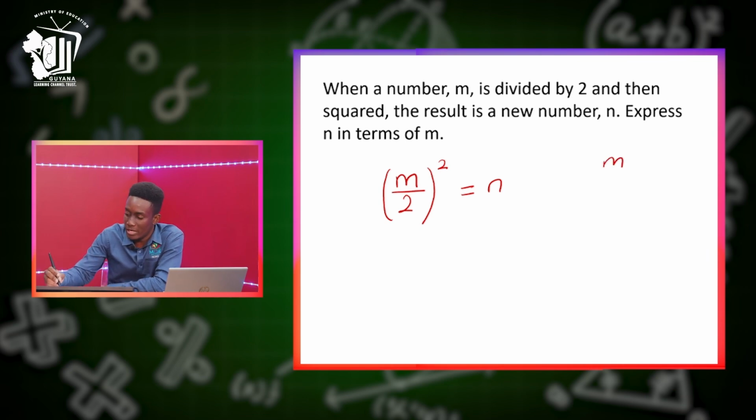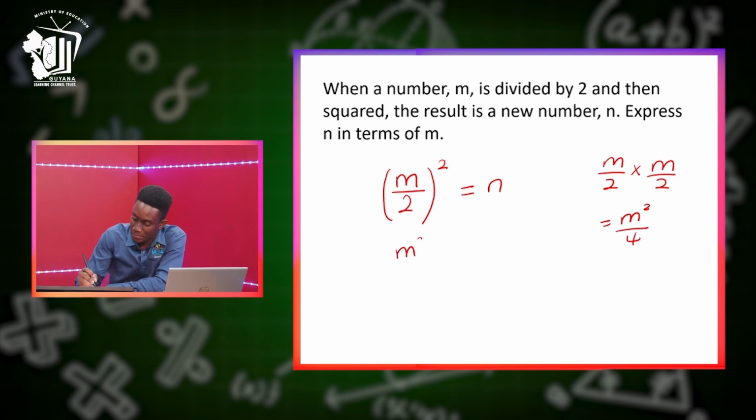So m over 2 squared will be the same as m over 2 multiplied by m over 2. So this will be equal to m times m is m squared. 2 times 2 is 4. So m squared over 4. So it's m squared over 4 is equal to n. And that is the answer when this is simplified.